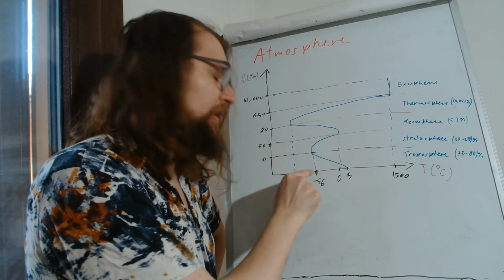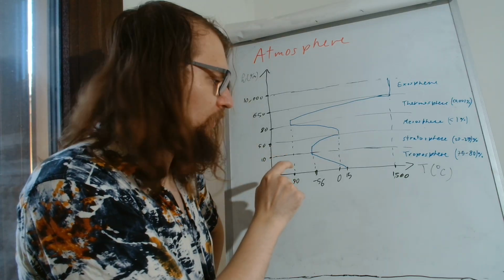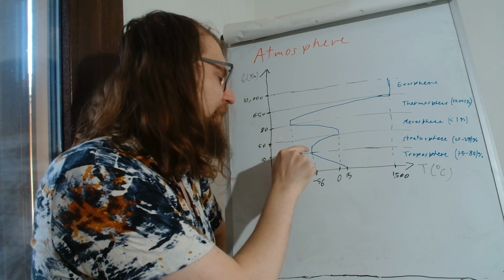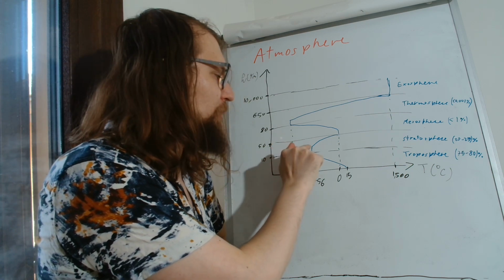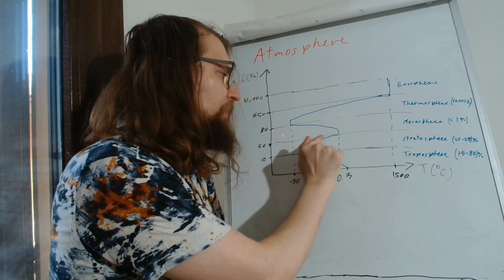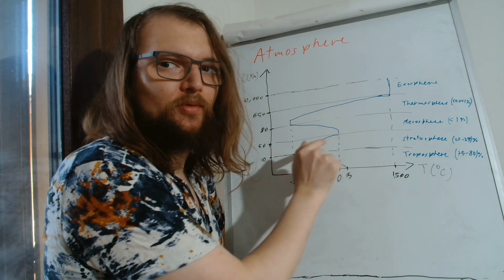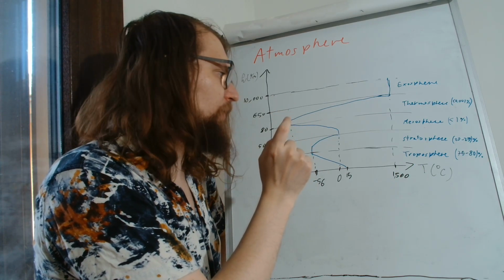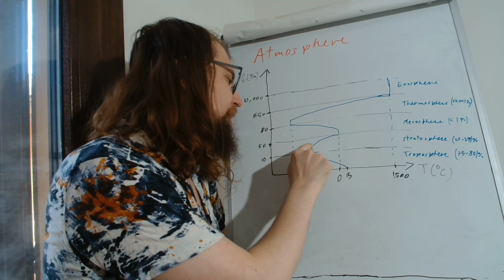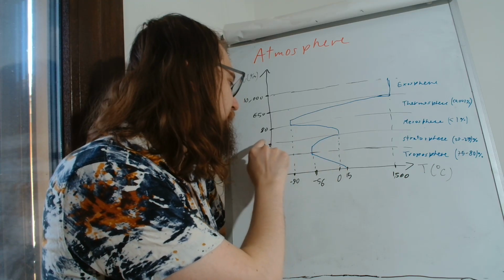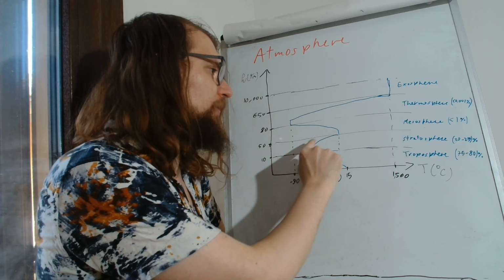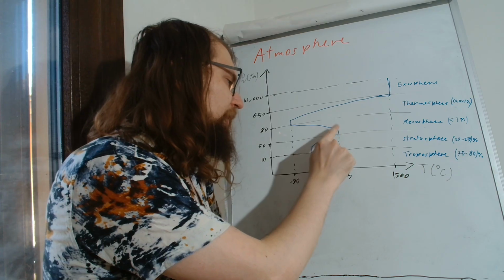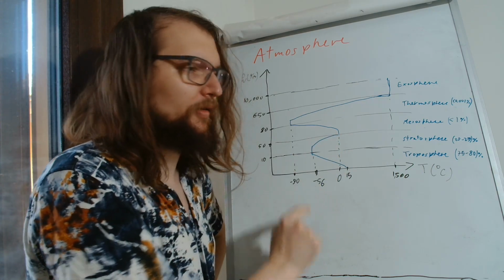In the stratosphere, we begin at minus 56 degrees Celsius. At the beginning, the temperature is constant. Then we have an increase in temperature due to the ozone layer, for which the air absorbs ultraviolet light from the sun, and this increase in temperature is up to 50 kilometers, so up to the stratopause, and it reaches 0 degrees Celsius.